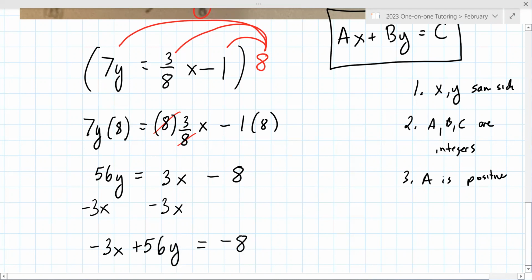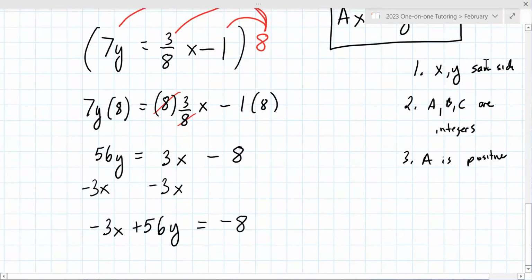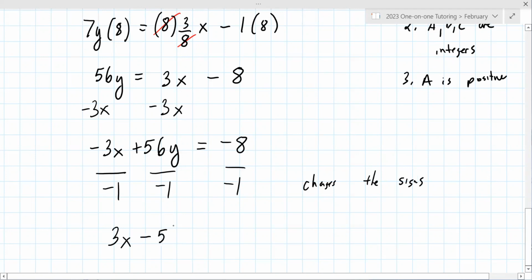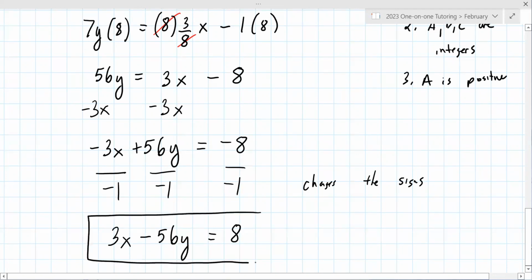Now we're really close because x and y are on the same side. The numbers minus 3, 56, and minus 8 are integers. The last one is that a, the number in front of x, has to be positive. Is the number in front of x positive? No. So to change that, you're going to multiply or divide everything by -1. My preference is to divide. You can multiply, it doesn't matter, but it changes the signs. 3x minus 56y equals 8. And now we're done. Now we've got a final answer.